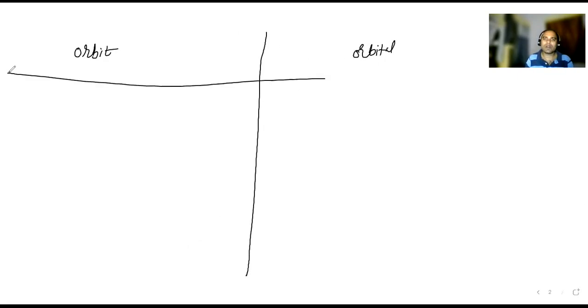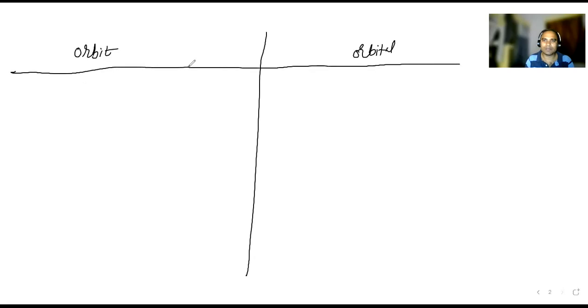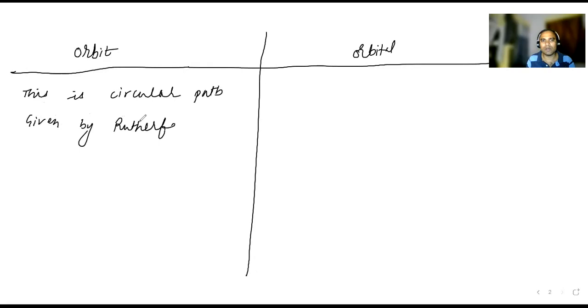If you talk about the orbit, as I already told you, it is the circular path. Rutherford also said the same point. Rutherford and Bohr both used the circular path.